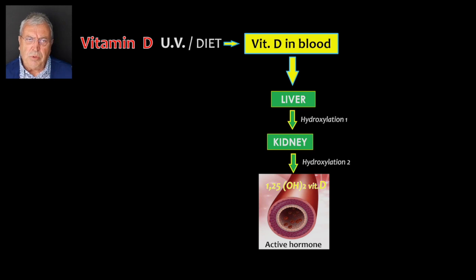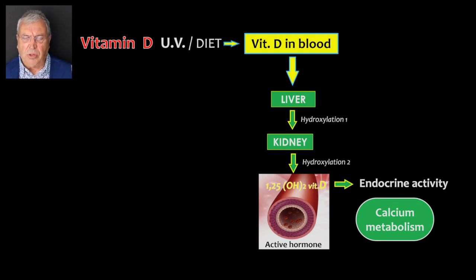What is the pathway? We know that we produce vitamin D after sun exposure, or we take it by diet, and then it goes to the blood, through the liver and the kidney, with hydroxylation, becoming an active hormone, 1,25-dihydroxy vitamin D, making an endocrine activity on the calcium metabolism.